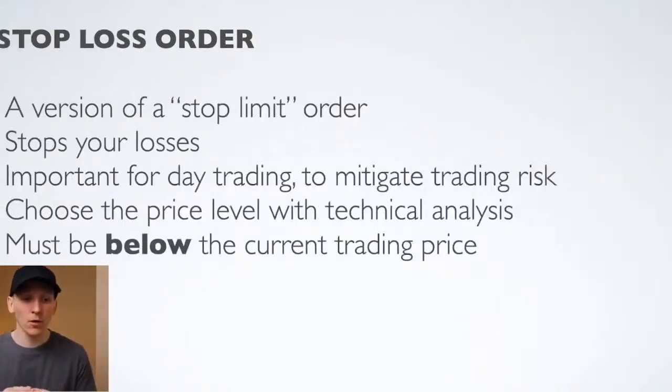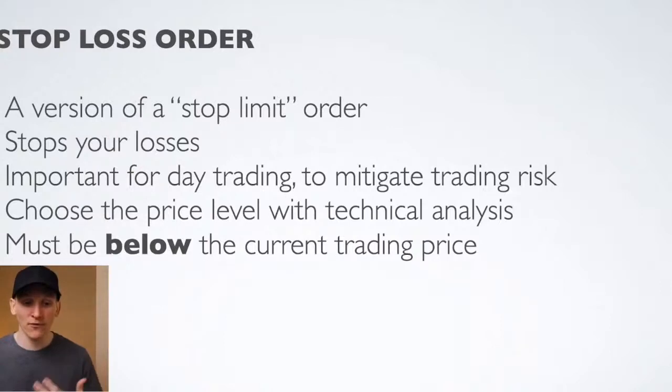Let's come on to a stop loss order then, which is just a version of a stop limit order, but it stops your losses. So this is important for day trading to mitigate risk. You'll hear people talking about stop loss orders. It's simply an order that you put in and says, if the price gets to this level, then sell my Bitcoin with a limit order. A stop loss order must be below the current price. That's why it's called a stop loss.